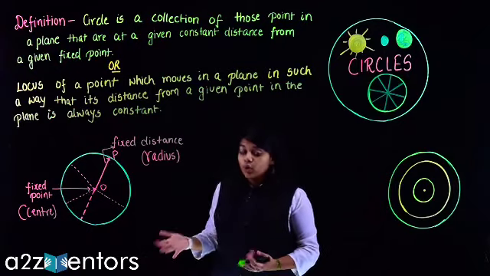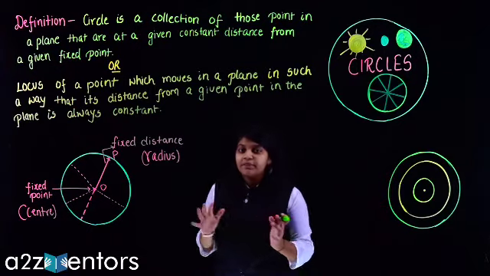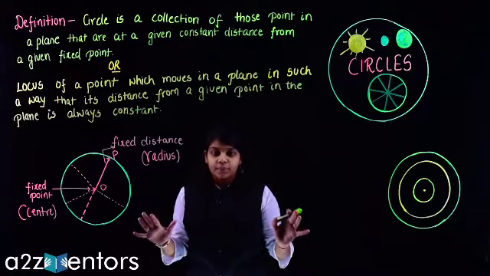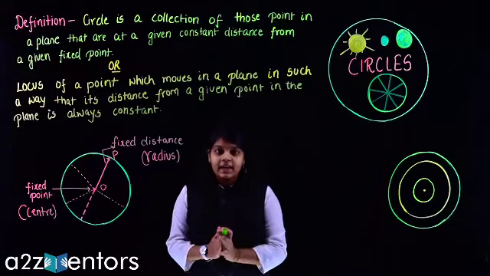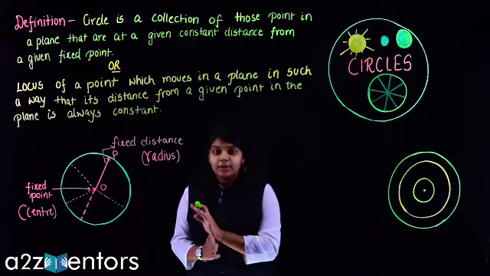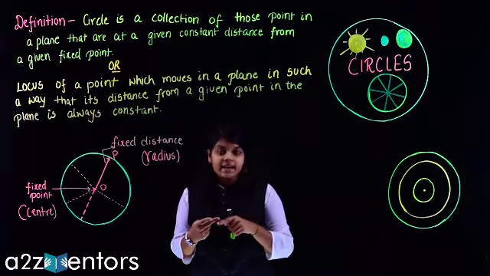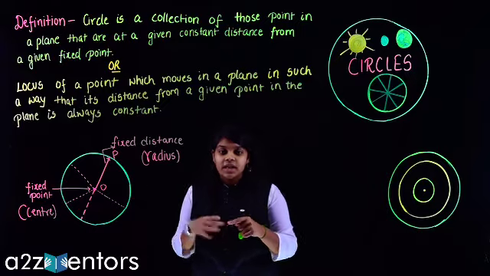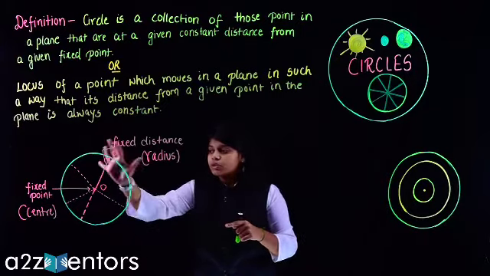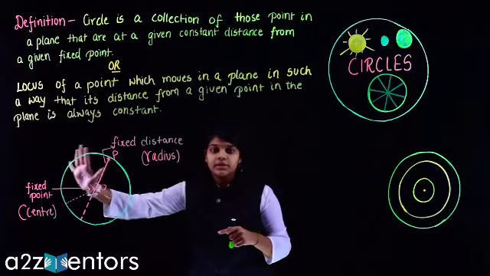Now, what else do we know about the circle? Whenever we draw a 2D shape or 2D figure on the plane, it always divides the plane into three regions. That is the interior, exterior, and the boundaries. Similarly, a circle is also dividing this plane into three regions.